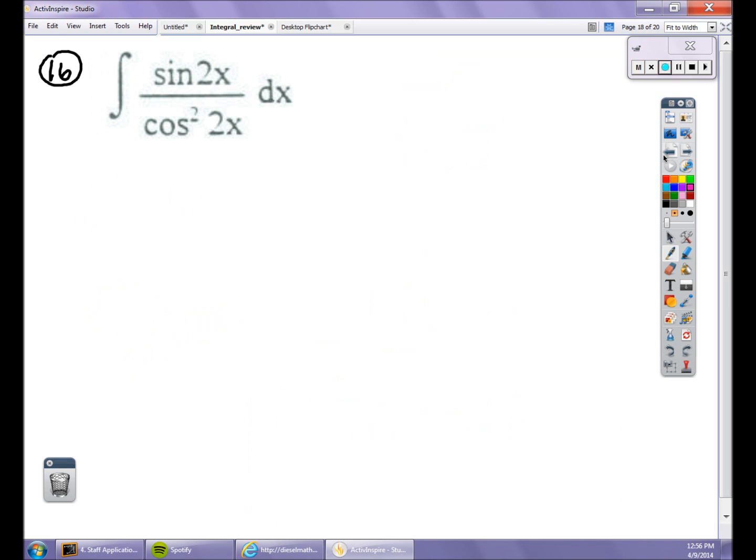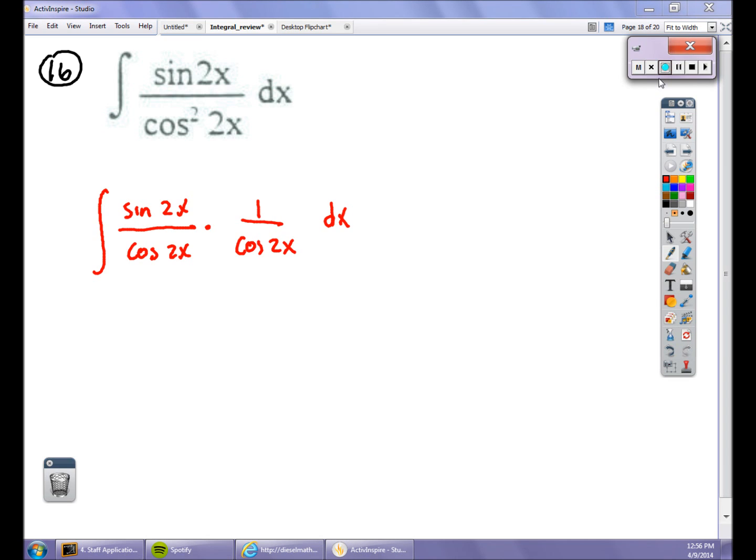Question 16. I wouldn't jump directly into substitution quite yet. I would go ahead and rewrite this one, separating sine over cosine squared into sine over cosine multiplying by 1 over cosine. Sine over cosine is tangent. 1 over cosine is secant.